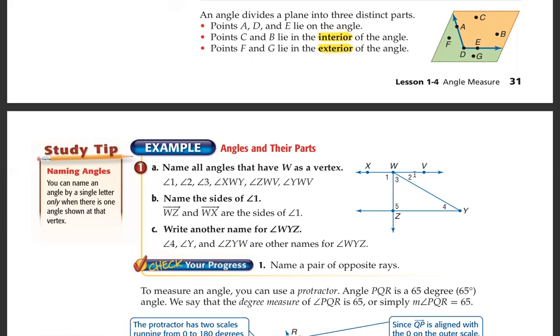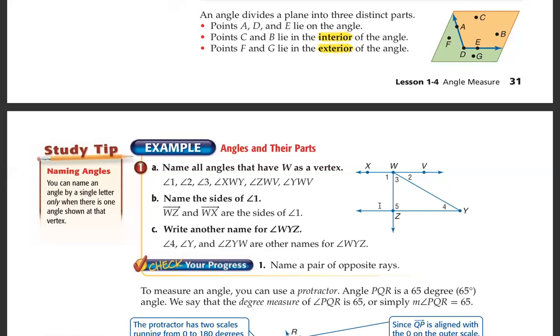We can also have an angle YWV. That's another name for angle 2. Another name for angle 1 is angle XWZ. Another name for angle 3 is angle YWZ. Okay, so those are angles that have W as their vertex.